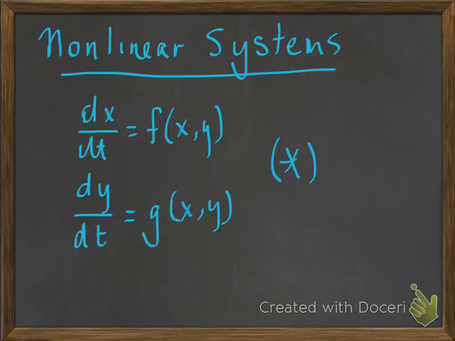We're going to consider a 2x2 system of differential equations, but these systems can be nonlinear. We are going to assume that they are autonomous, however. So dx/dt is some function f that depends on x and y, and dy/dt is some function g that depends on x and y. And for notation, we'll just refer to that system as system star.